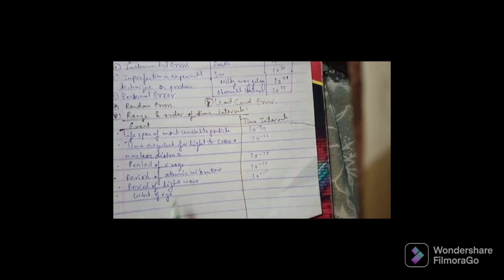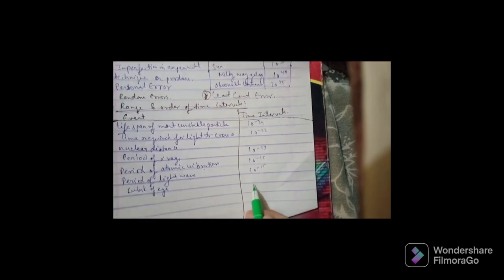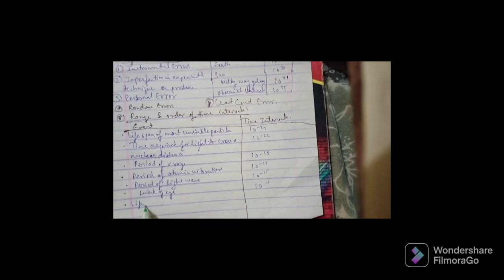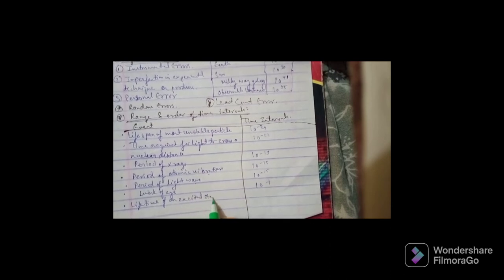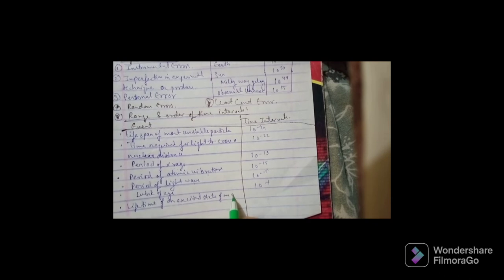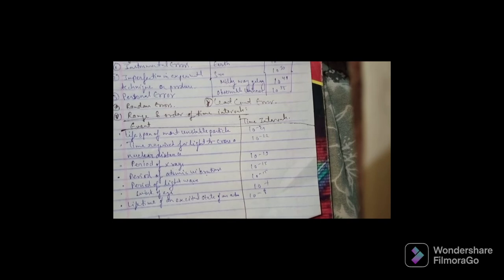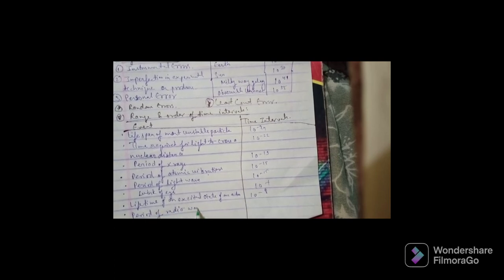and then we have lifetime. Sorry, this is not okay. Wink of an eye, that is 10 to the power minus 1. Then we have the lifetime of an excited state of an atom, which is 10 to the power minus 8. Period of radio wave, which is 10 to the power minus 6.